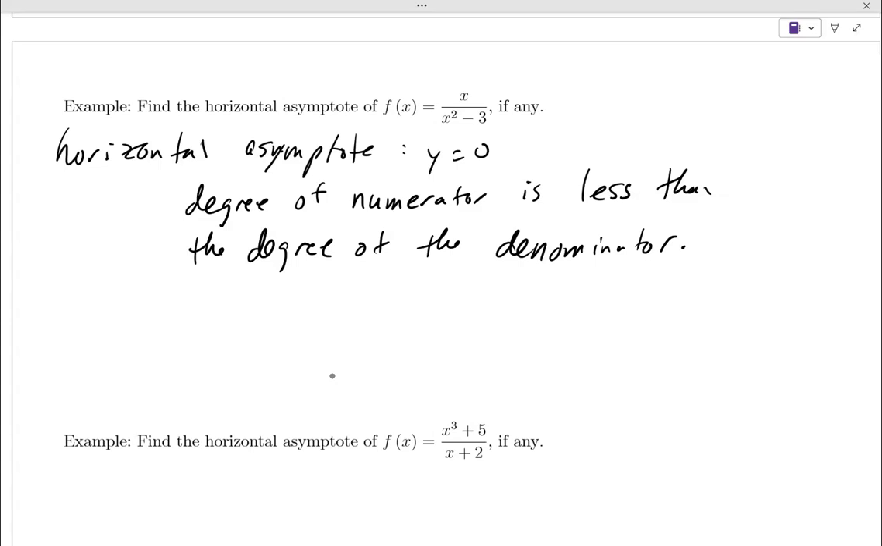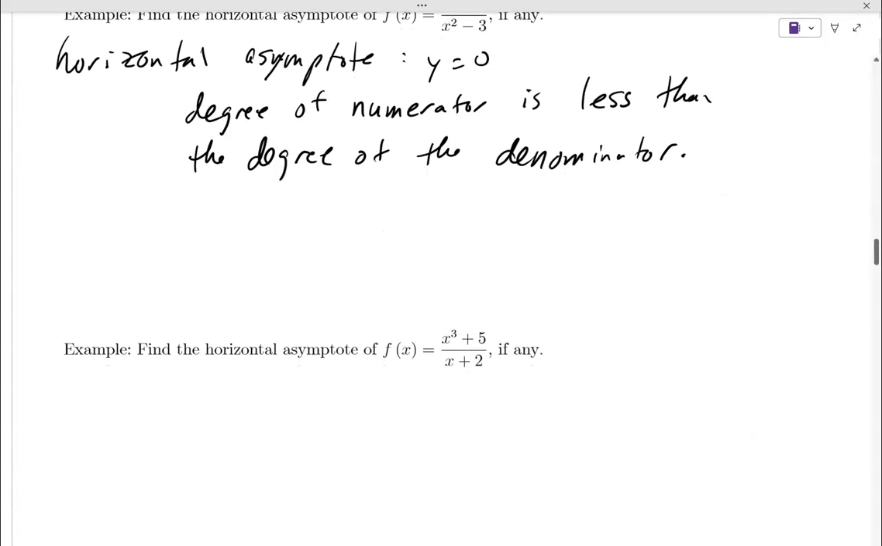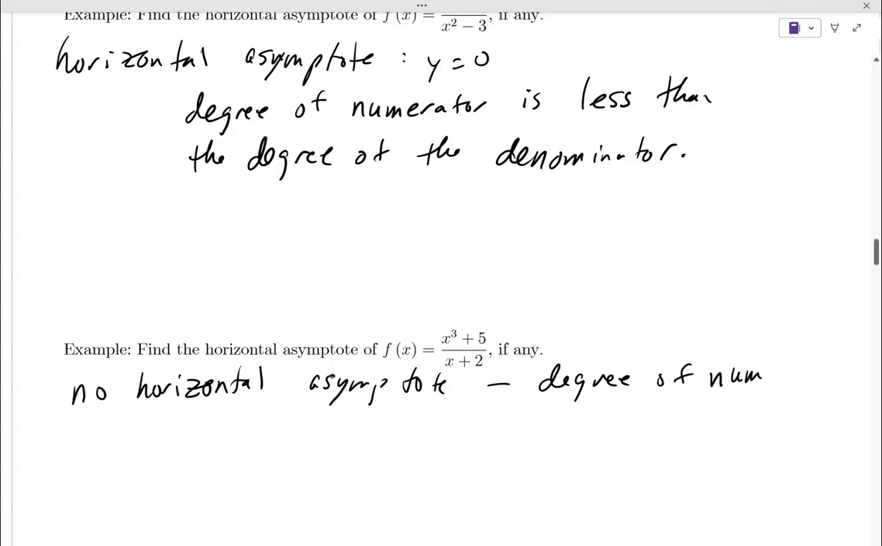How about the next one? What's the degree of the top in the next one? It's a 3, and on bottom, 1. So the degree of the top is bigger. So is this going to be more like example 1, 2, or 3, do you think? 3, right? And in that case, what did we say the horizontal asymptote was? There wasn't one, right? So no horizontal asymptote when the degree of the numerator is greater than the degree of the denominator.